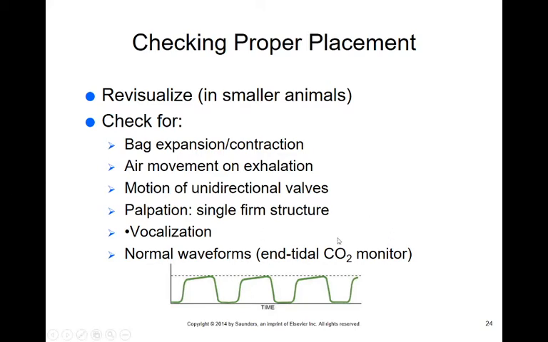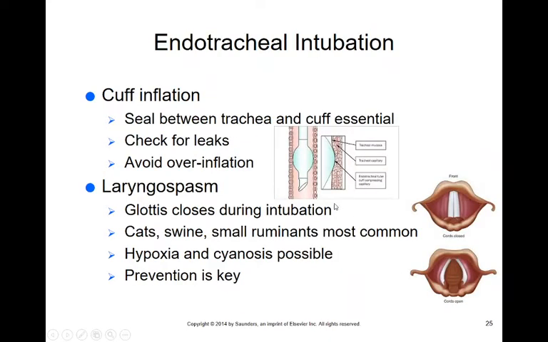Another good thing to have is, if you have a carbon dioxide monitor, you should see these normal waveforms. It's a monitor we hook up to the tracheal tube that measures carbon dioxide coming out of the pet. If it looks like this, then you have carbon dioxide coming out of the pet, which means the tube's in the right spot. Okay, so once we have the tube in the right spot, here's a couple more pictures of what it would look like.